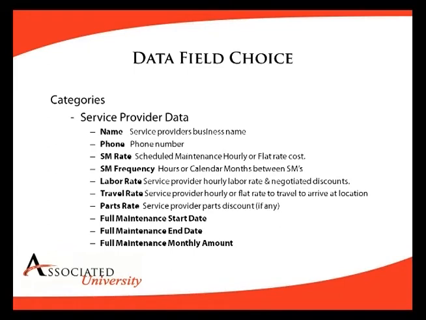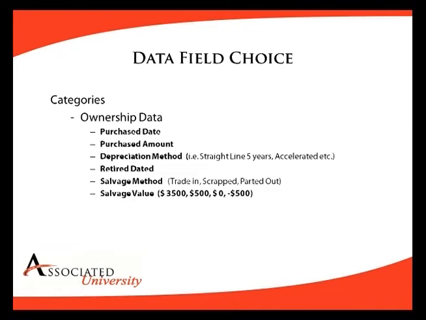Travel rate, whether it's a flat rate or if it's a fixed amount of time to arrive at the location. A parts discount rate, if they provided one. Full maintenance start date, end date, and monthly amount if you've decided on a full maintenance agreement that allows you to cover all the maintenance costs in a given month.